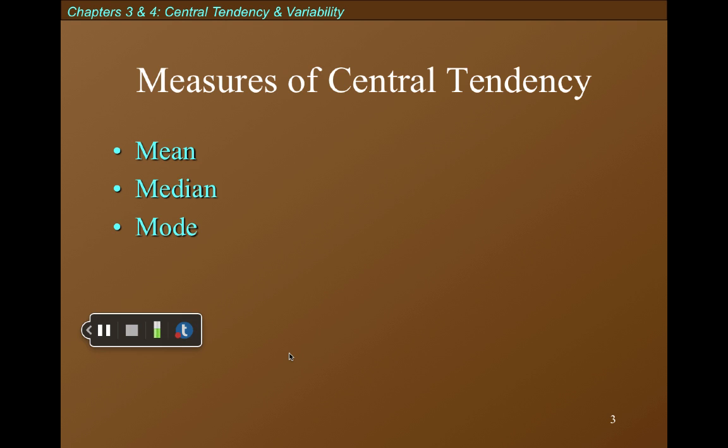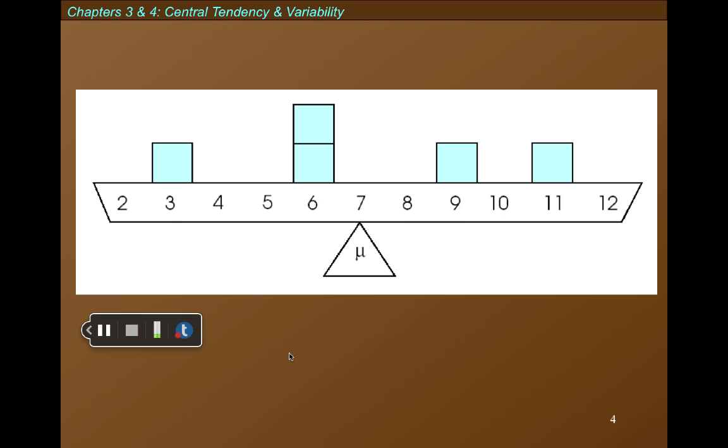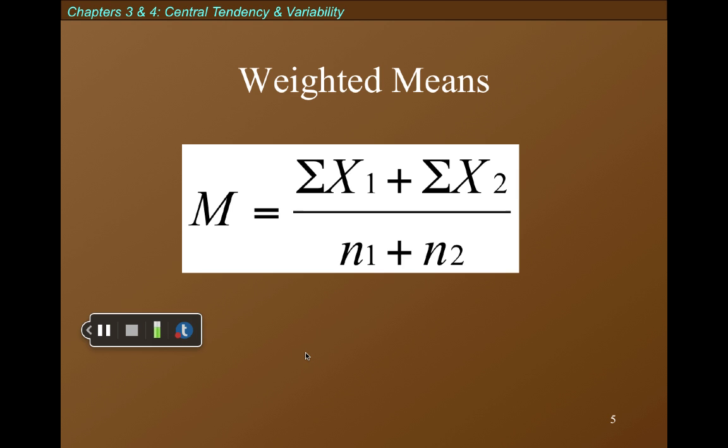You probably had it plenty in high school or even middle school, but let's talk about each one of those separately. The mean is the balance point, and we use the Greek letter mu when we're talking about a population mean. That's a Greek M, mu. And so think of the mean as being a balance point in the distribution. So that is kind of the definition of the mean. And of course, the way that we compute the mean is just the sum of all the scores divided by n.